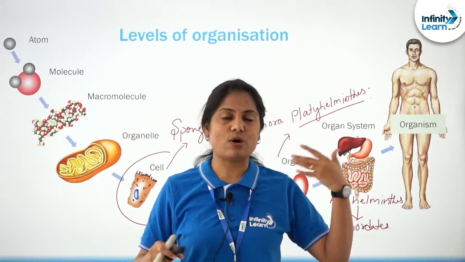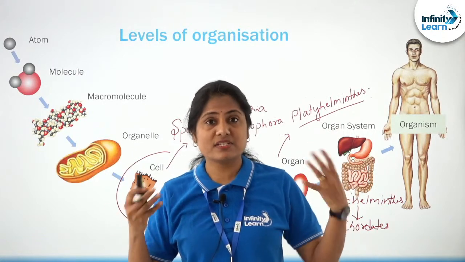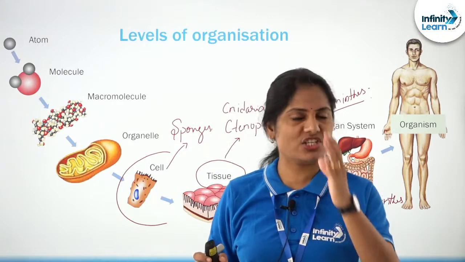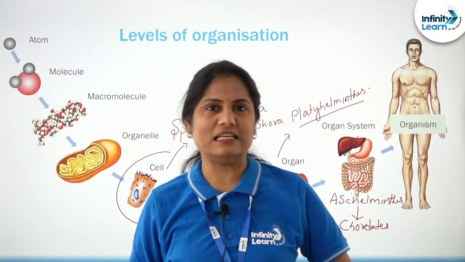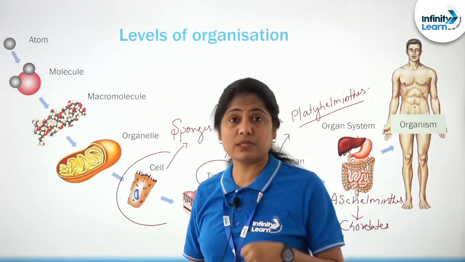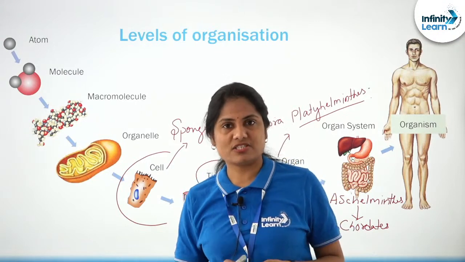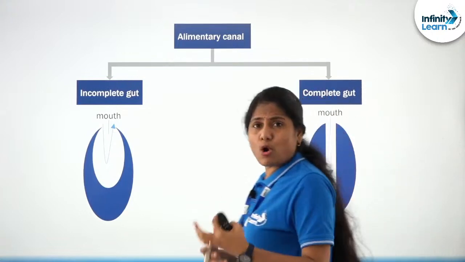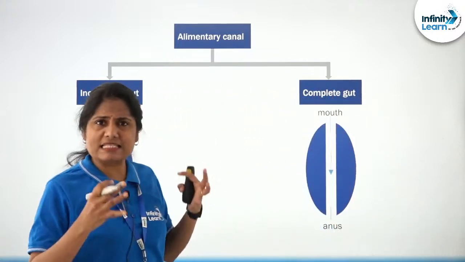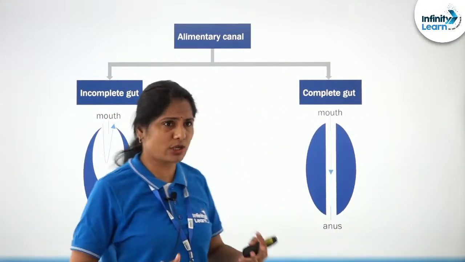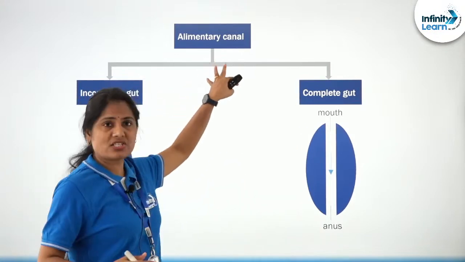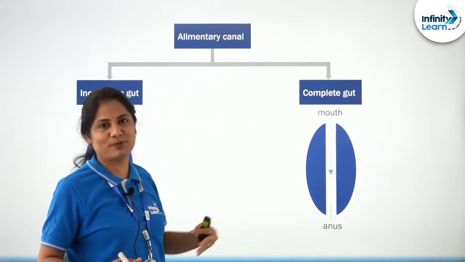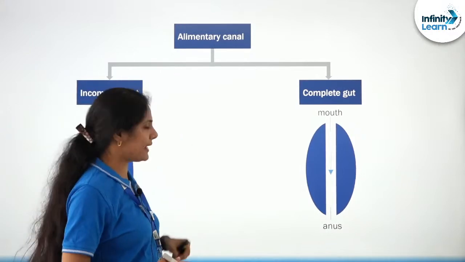Different organs, how they coordinate among themselves, different systems, the integrated physiology, that's the hot field nowadays. Integrated physiology is something that our research is concentrating upon right now, right? So, as and when organ systems are getting complicated, as I said, many of them are working together, we are talking about first the complete and incomplete digestive system, the alimentary canal.